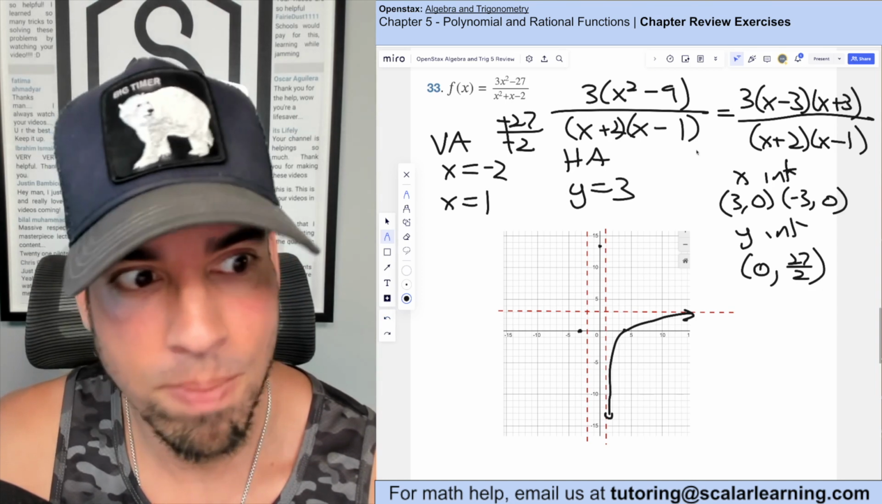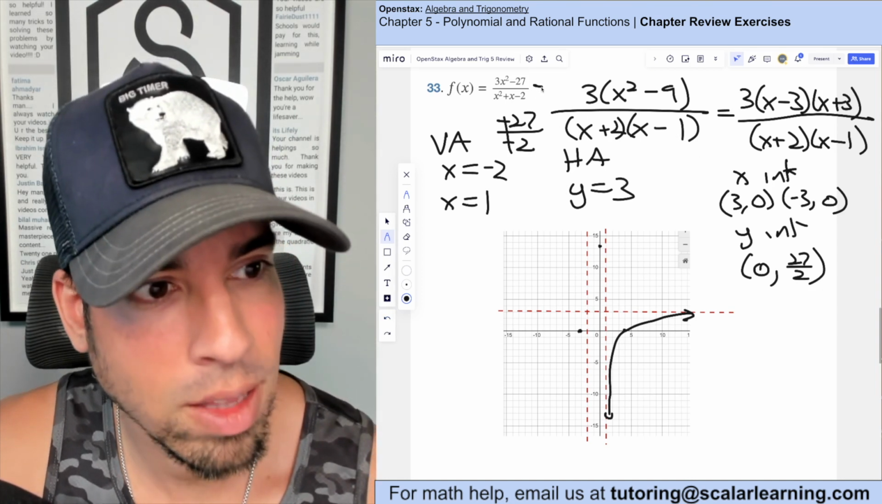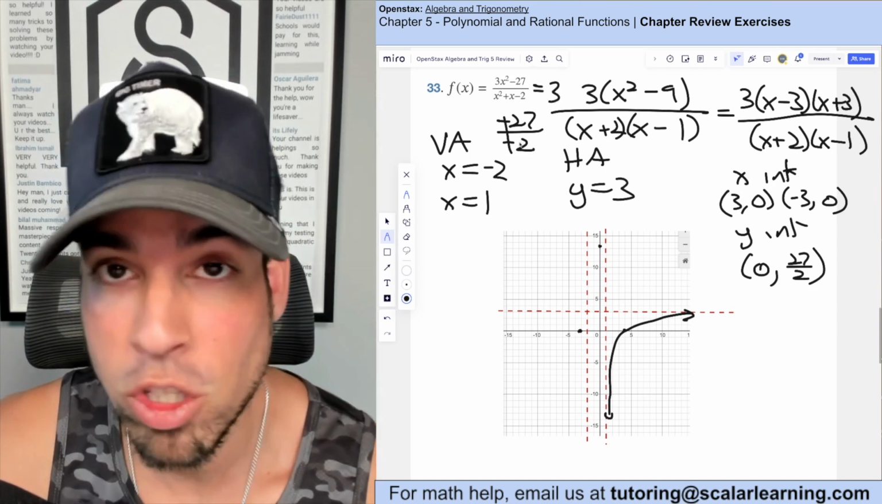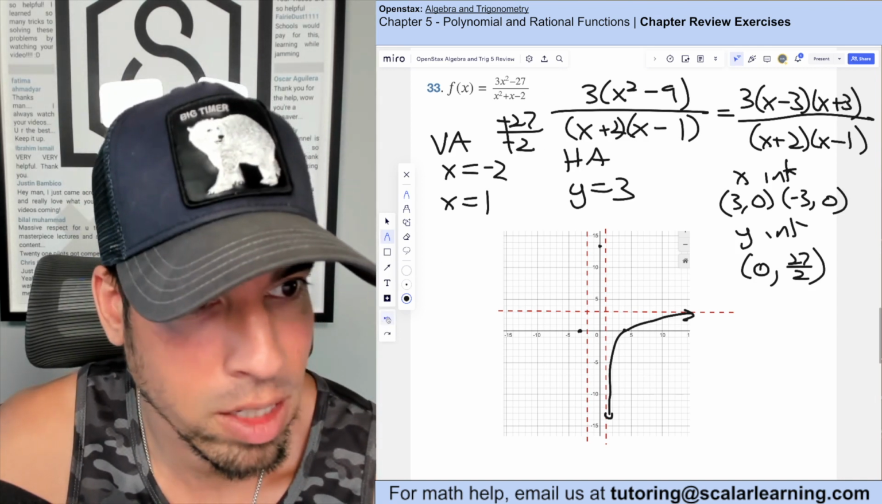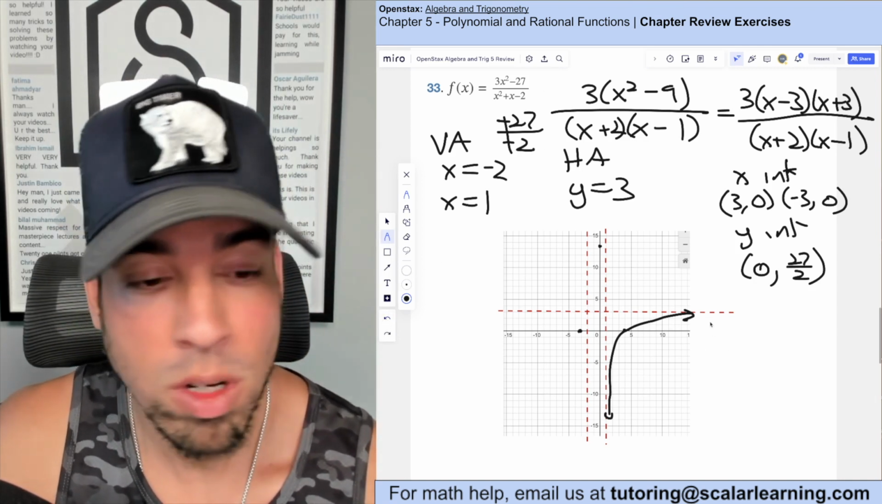Now, this one doesn't, but the way you'd verify it is you'd set this equal to the horizontal asymptote, which is 3, and see if you get any values for x. But again, most of the time it won't, so we're good here.